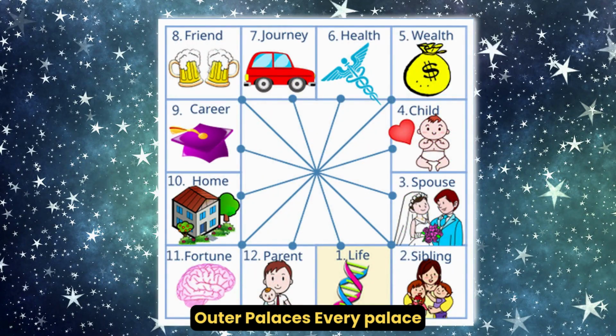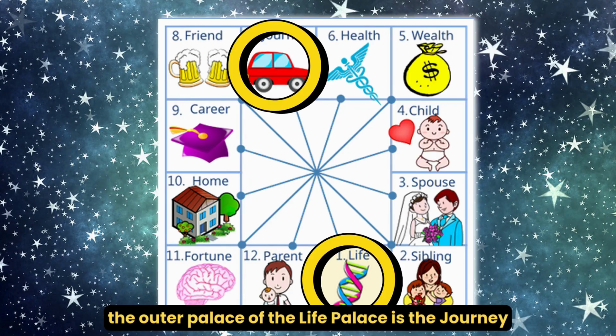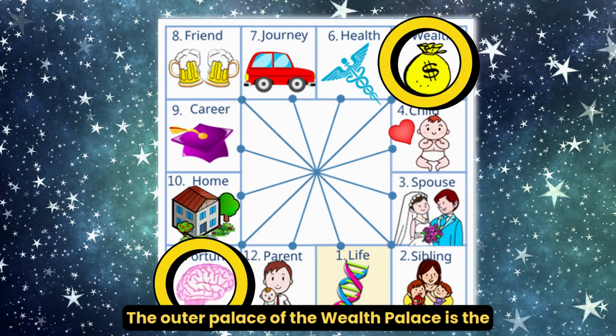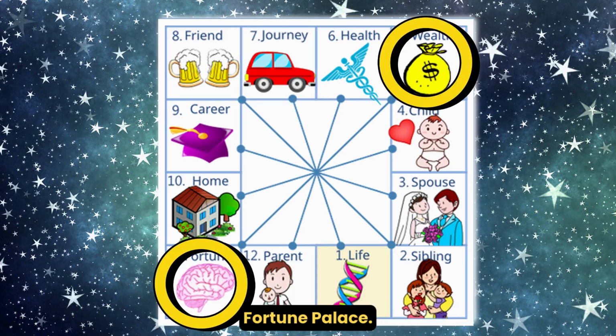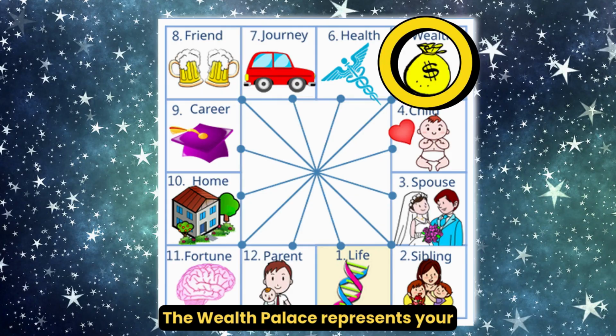Outer palaces. Every palace has an outer palace, also called an opposite palace. If a palace is an empty palace, no main stars, always use the main stars in its opposite palace for interpretation. For example, the outer palace of the life palace is the journey palace. The outer palace of the wealth palace is the fortune palace. The wealth and career palaces. The wealth palace represents your attitude towards money, how you earn and spend money, and the types of professions that suit you. It also represents how your romantic partner or spouse sees you.